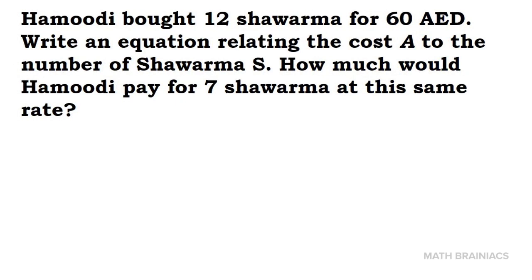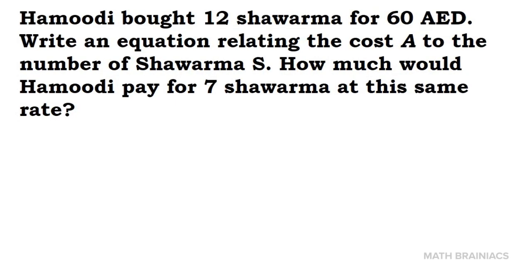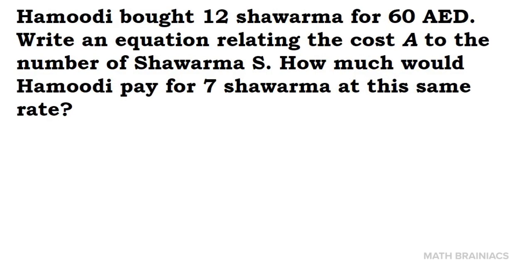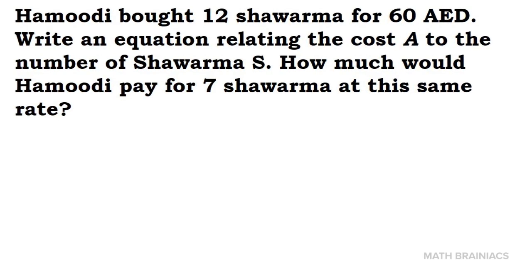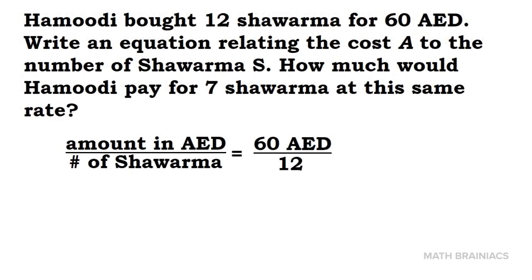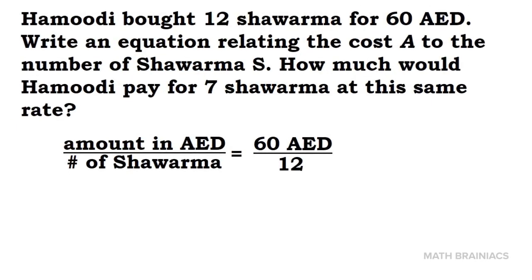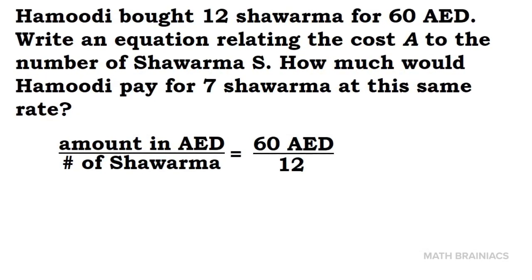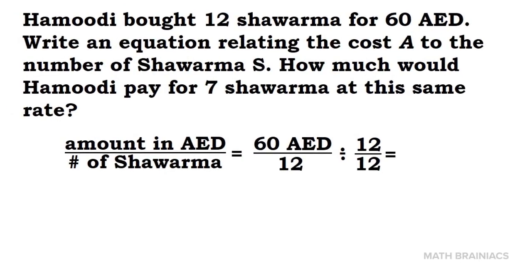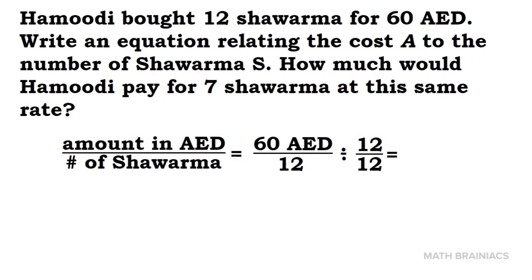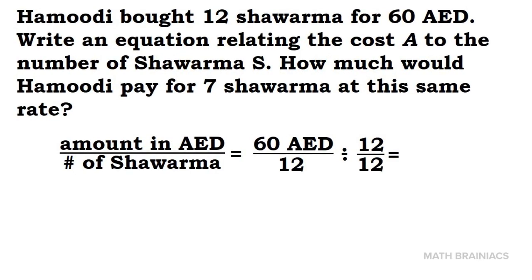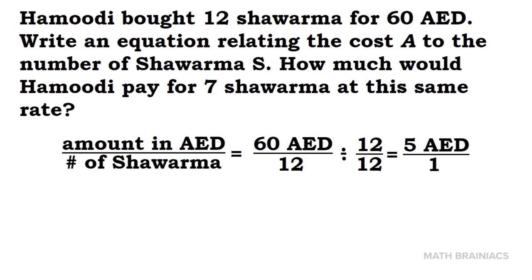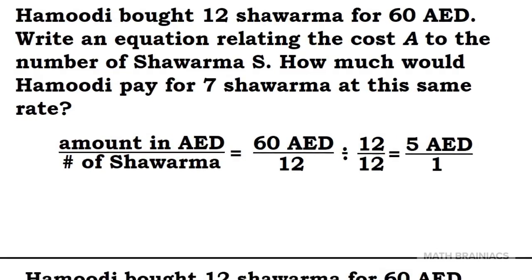Hamudi bought 12 shawarma for 60 dirhams. Write an equation relating the cost A to the number of shawarma S. How much would Hamudi pay for 7 shawarma at the same rate? Writing the ratio of the amount in dirhams per the number of shawarma, it will give us 60 dirhams over 12. 60 and 12 has a common factor of 12. Therefore, we can divide 60 by 12 and 12 by 12. Moreover, it will give us 5 dirhams per 1 shawarma.